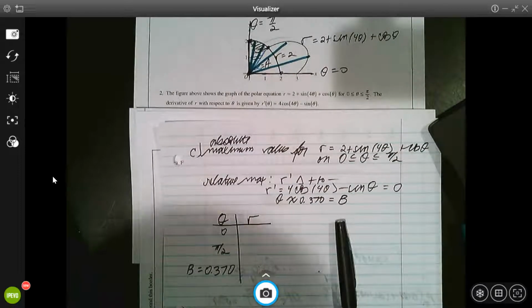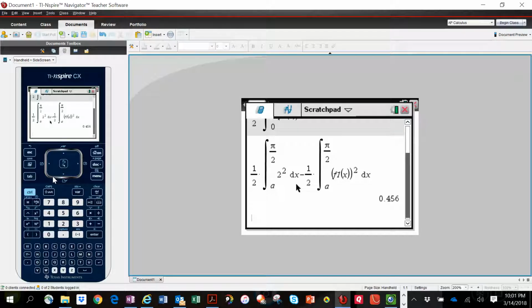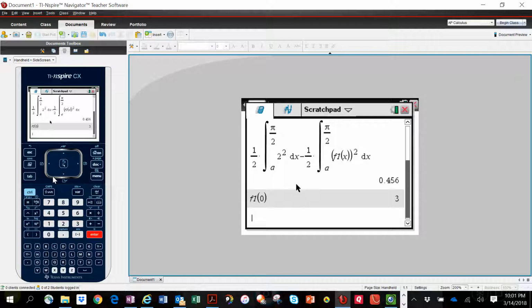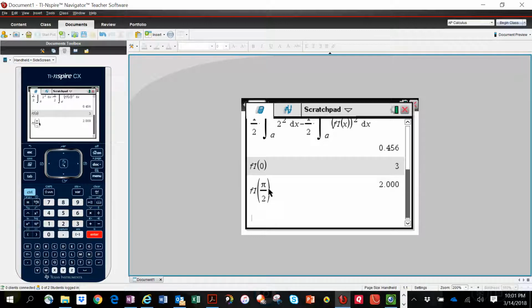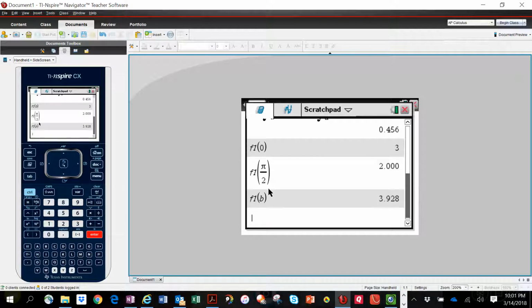Now this is where we're going to go back to the graphing calculator. The original radius was stored as f1, so I need f1 of 0, and there I get a radius of 3. We need to evaluate the radius at the other endpoint, pi over 2, and we get 2. And then finally, we need to evaluate the radius at B, that point 0.370, and we get 3.928. Those are the 3 values.